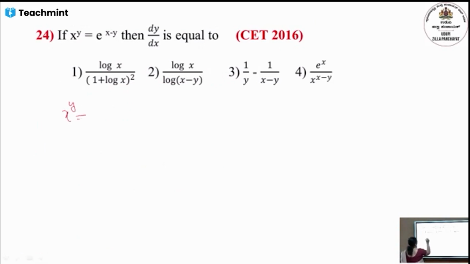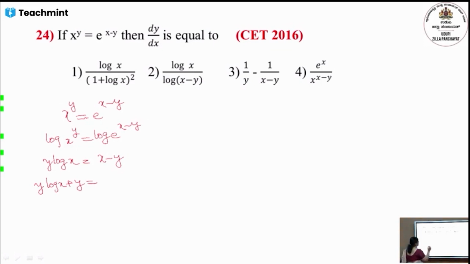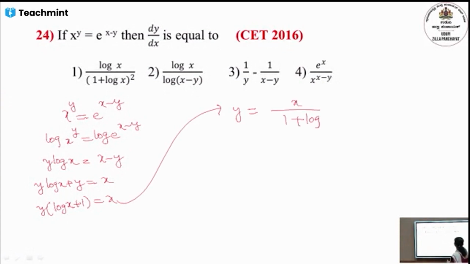Now I have x power y is e to the power x minus y. I will take log on both sides, I get y log x is x minus y. What is log x power y? It is y log x. And log and e are inverse functions of each other. What remains? x minus y. I will bring this minus y this side. This is equal to x. So let us take y outside. It is y into log x plus 1 equal to x. So from here, what is your y? x by 1 plus log x. Now apply the quotient rule and try to differentiate.